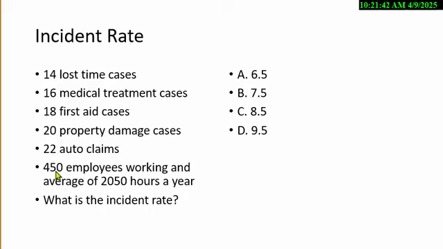How do I determine the hours? 450 times 2,050 gives me my hours for the year. All right, so the number of cases times 200,000 divided by hours. Let's see if anybody can do the math on here. I'm going to get my calculator out here on my phone and see what I get.